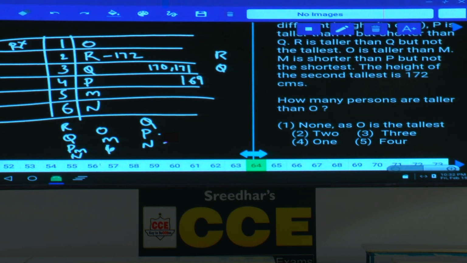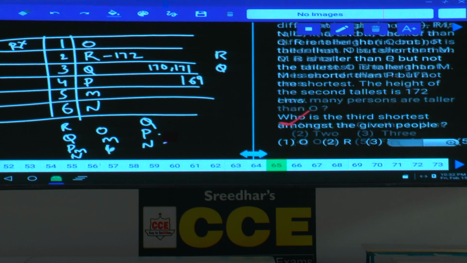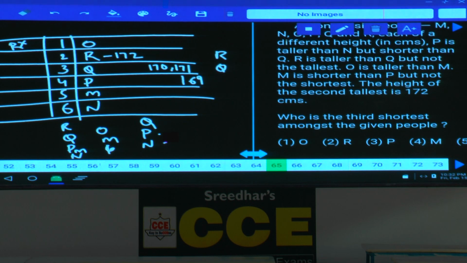Now in this 64, how many persons are taller than O? Is there anyone who is taller than O? No, none. That is choice 1, as O is the tallest. Then question number 65, who is the third shortest among the given people? Third shortest is P, that is given in choice 3. Done? Now this is about paper number 50, question number 31 to 65. Yes, anything else?